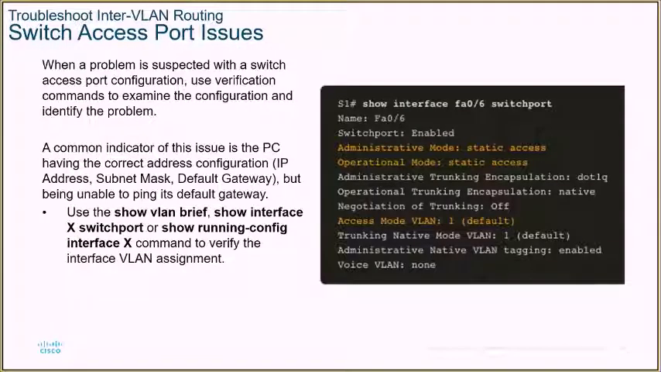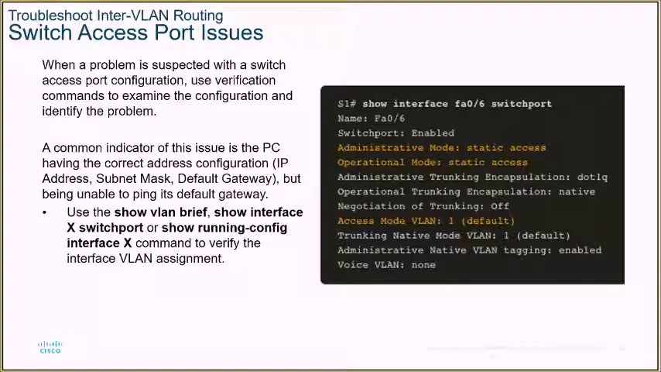Okay, so access port issues. When a problem is suspected with the switch access port configuration, use verification commands to examine the configuration and identify the problem. So here we're doing show interface FastEthernet 6 switchport. The common indicator of this issue is the PCs having the correct address configuration, so addressing and gateway and the like, but unable to ping its default gateway.